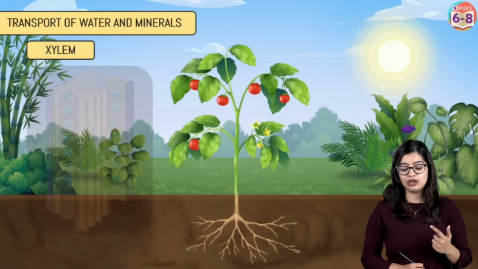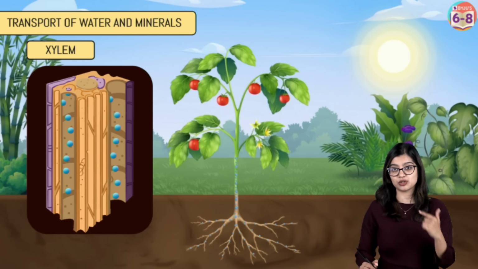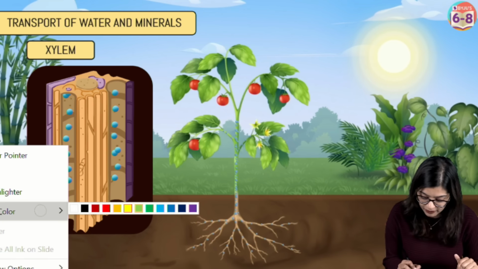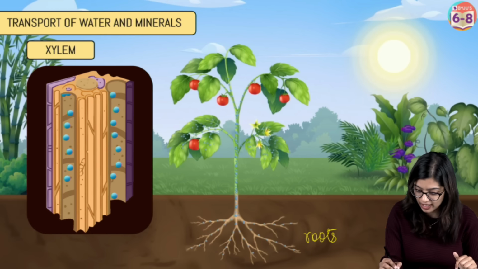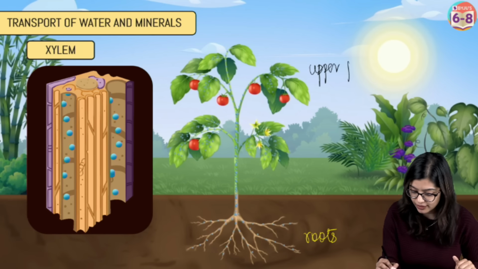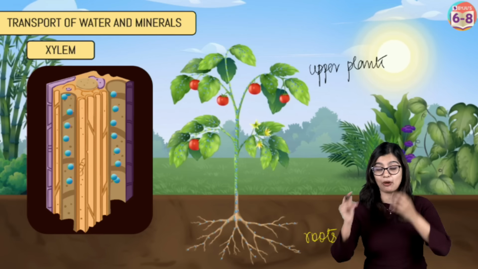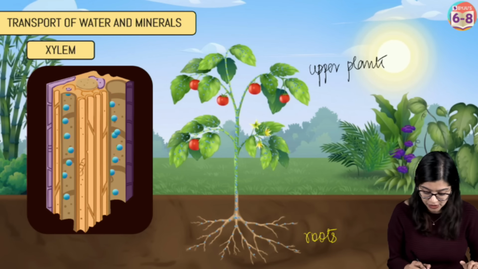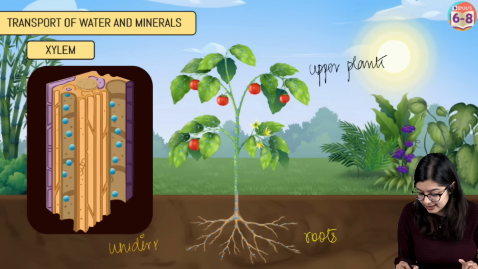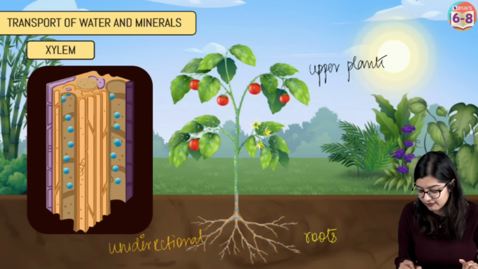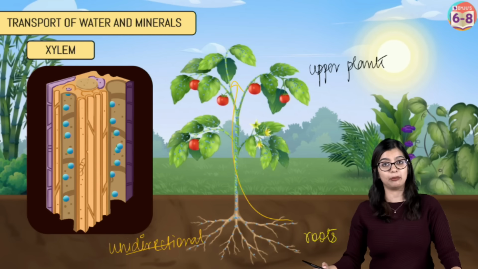So first up, let's have a look at xylem. Now, xylem right here is primarily responsible for the transport of water and minerals from the roots to the upper parts of the plant, mainly the leaves, right? So in this particular case, xylem is mainly made up of dead tissue, and we see that transport through xylem is unidirectional. That means that transport can happen only in one way. It will take it from the lower parts all the way to the upper parts.